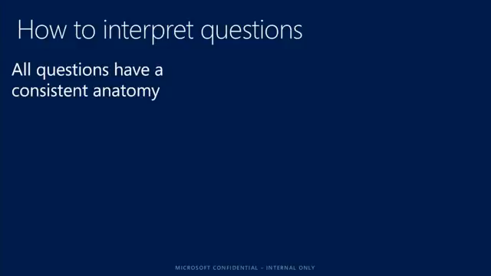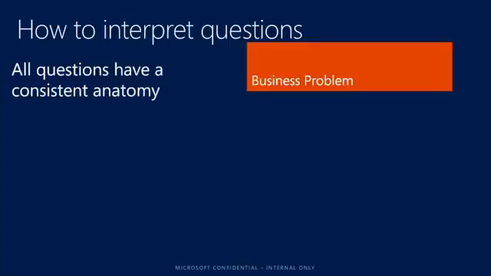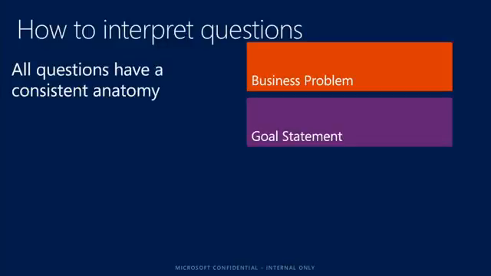So how to interpret a question? Every question, lucky for you, is built the same way. We want to create an environment where you are tested on the content, on your knowledge of the product, rather than your ability to do reading comprehension. It's really about the content. So every question has the same setup. First, you have a business problem, laying it all out for you. What's the environment? Then you have a goal statement. Every single question will always have the same 3 words.